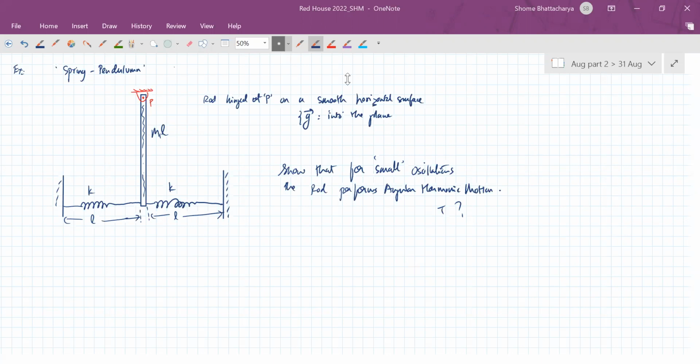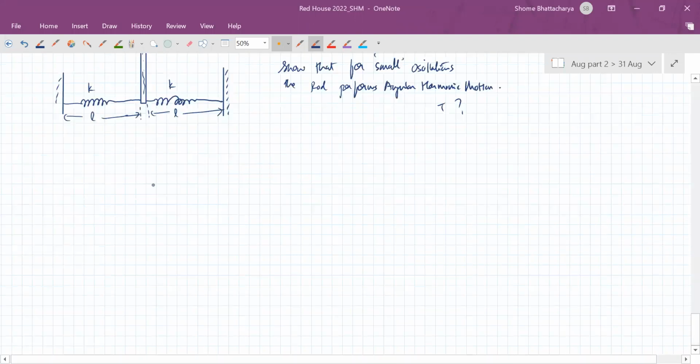Aman, here mg will not play a role, because mg is into the plane and the normal reaction is coming out of the plane and it's cancelling. So had it been a vertical situation, then yes, but this is not a vertical situation. Yeah, Amog, you have got it correct.